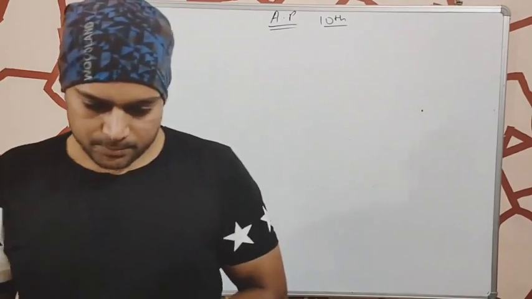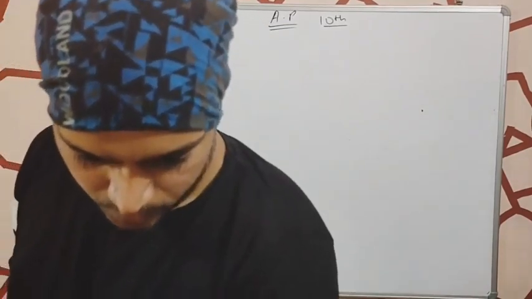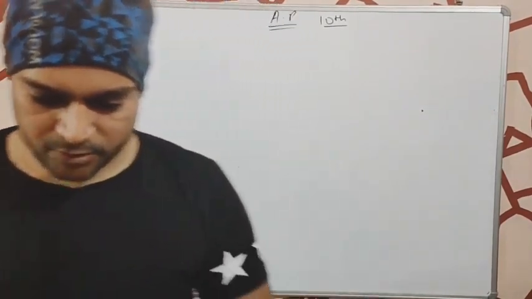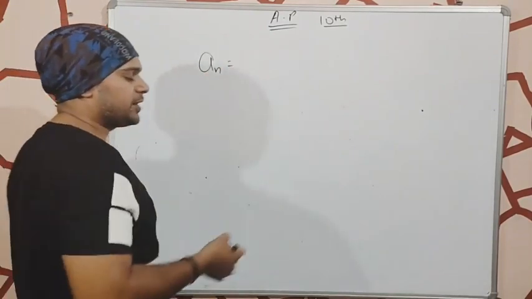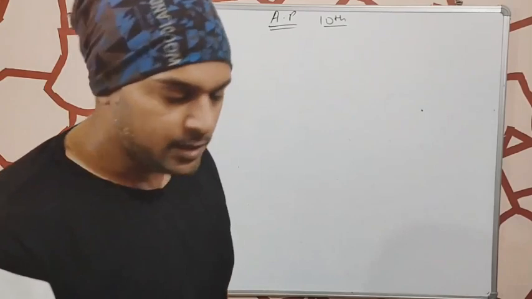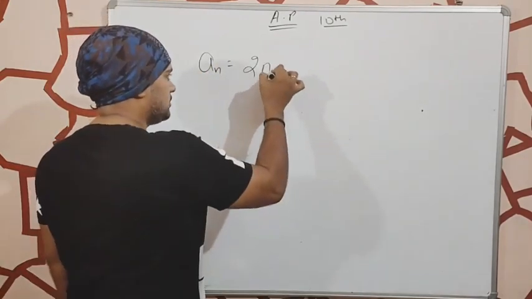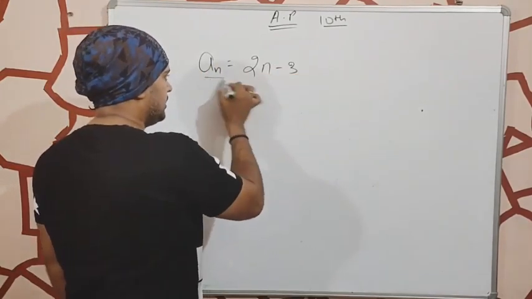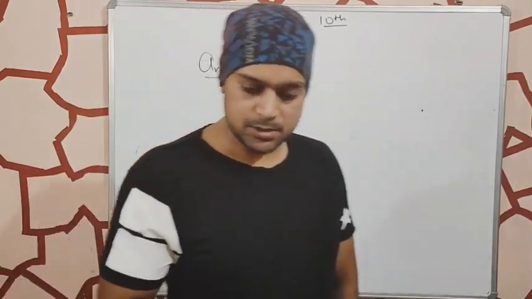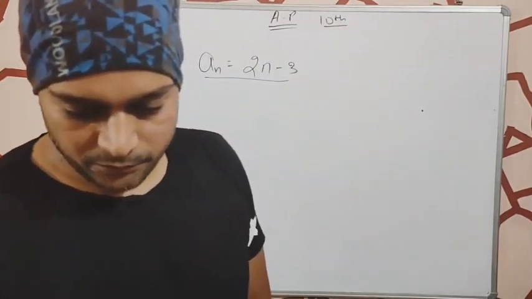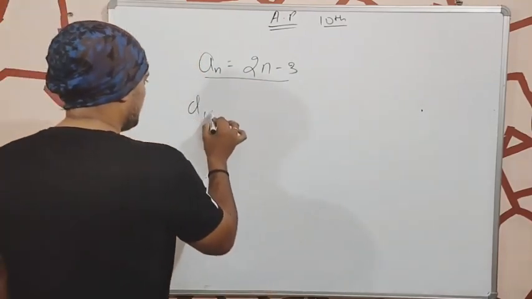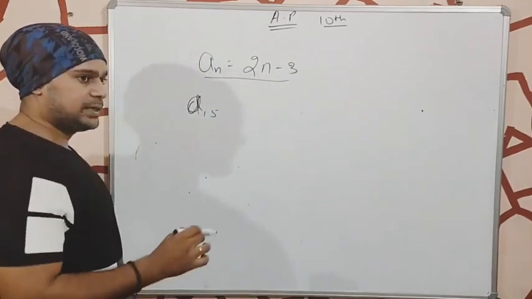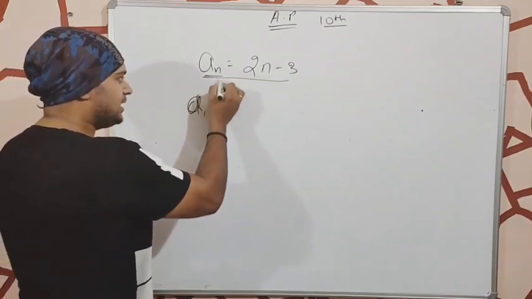One of the examples I am taking is: the nth term of some arithmetic progression is given by 2n minus 3. So the nth term is represented by 2n minus 3. Find the 15th term. You have to find out A15. Is it clear?